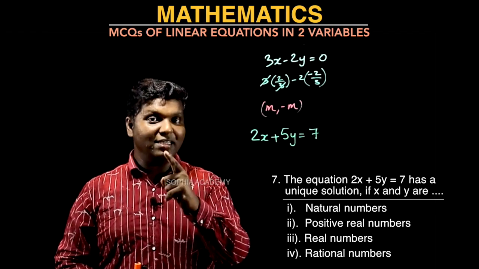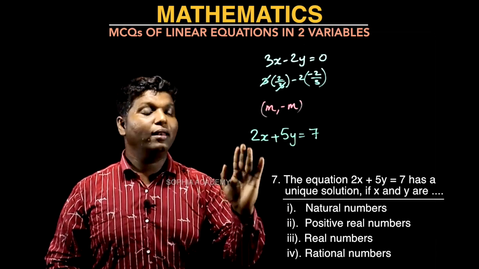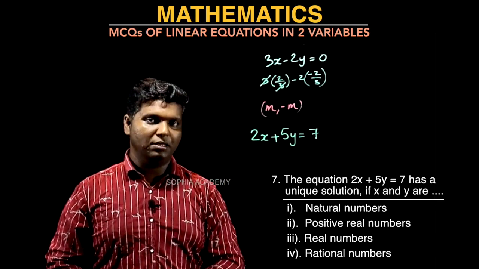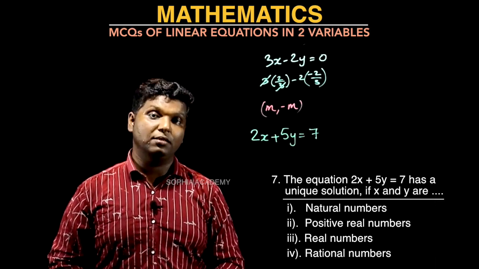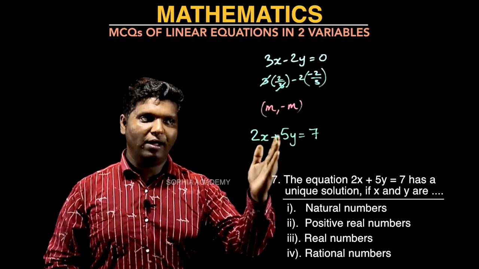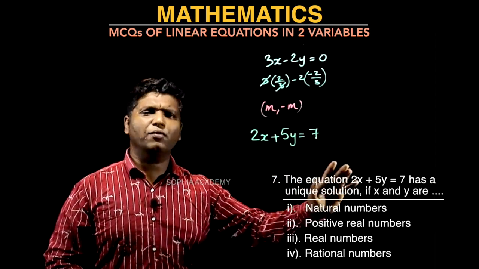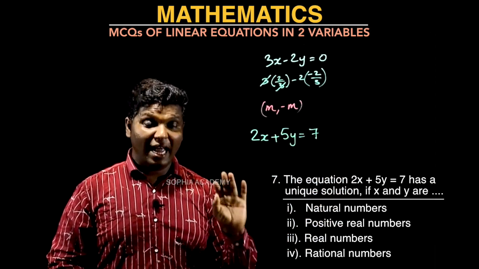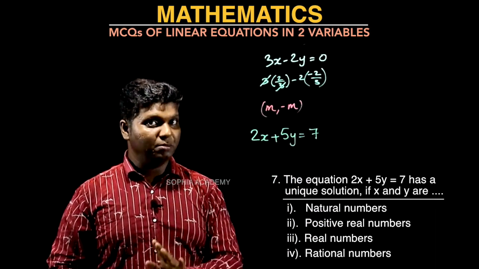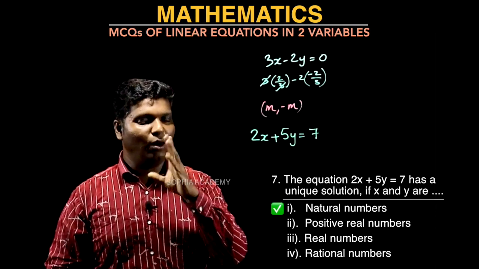But the single case in which you get a unique solution is when x and y are natural numbers, when they are counting numbers. The only answer is 1 and 1: 1 for x and 1 for y. Then only this will become 7. For any other natural numbers, this is not going to become 7. Is it clear? So that's why we can say option number 1 is the right one.